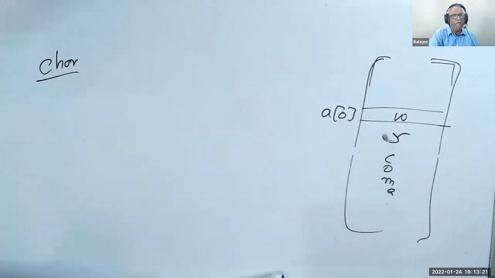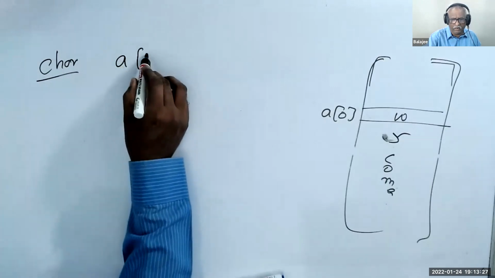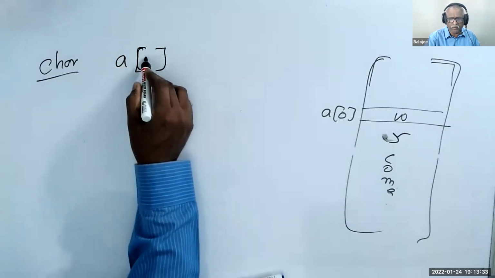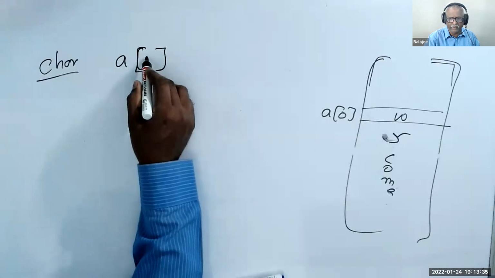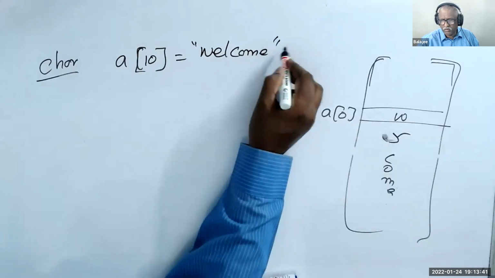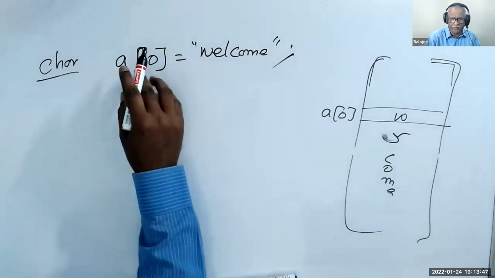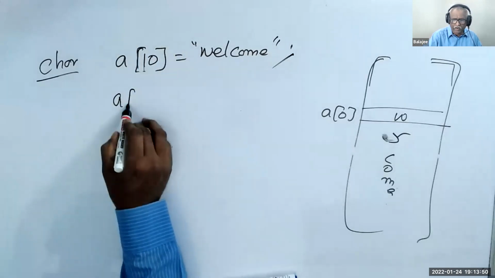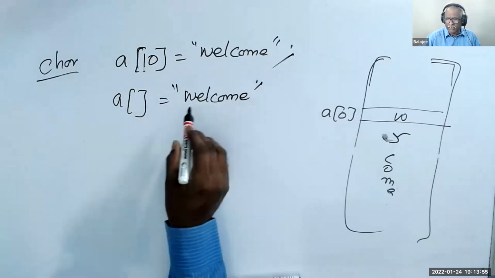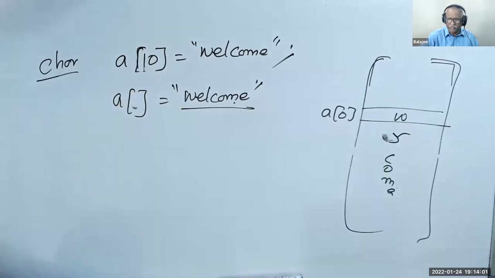The second mistake is that this is not possible in C. See here, I put A of 10 is equal to welcome. You do not even need to give the size, the system will automatically put it. Instead of A of 10, you can use A with empty brackets, equal to welcome. The system allocates 7 plus 1, 8, automatically. You need not give this.